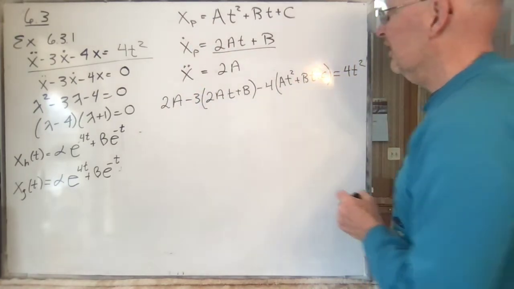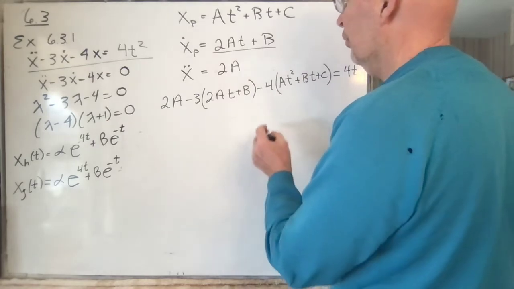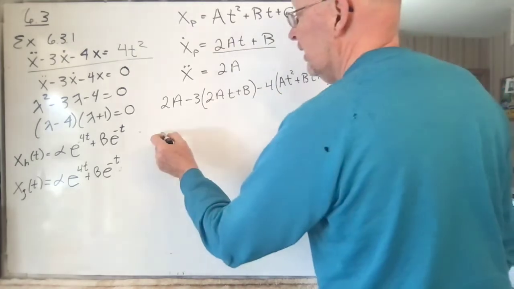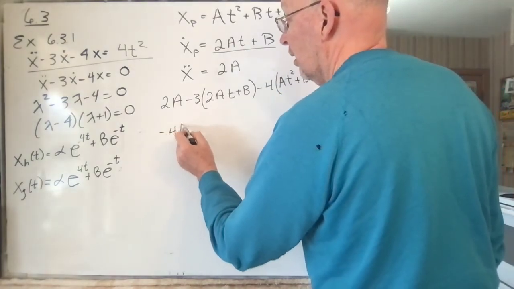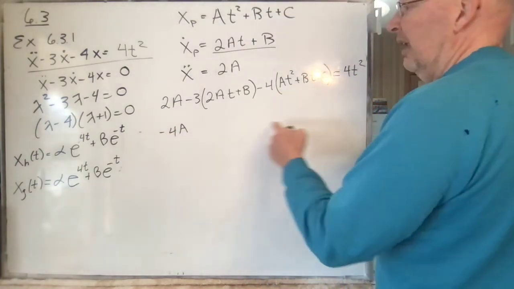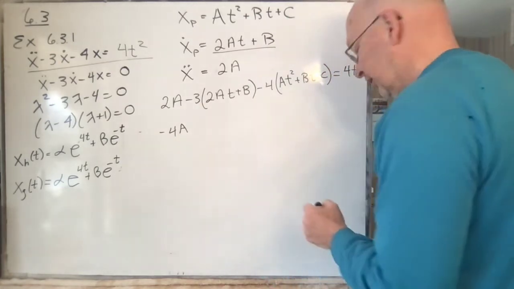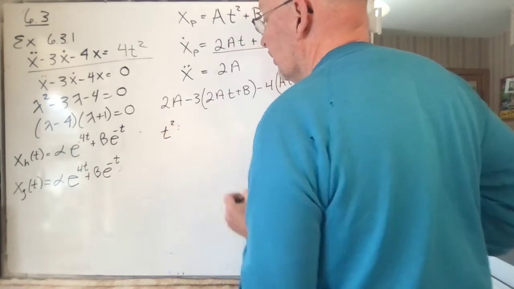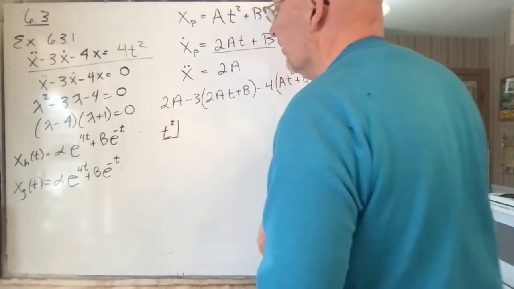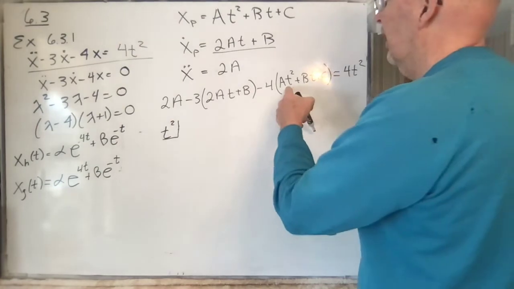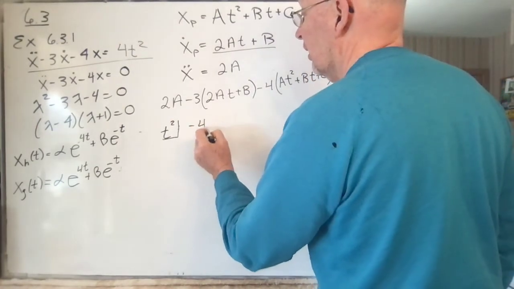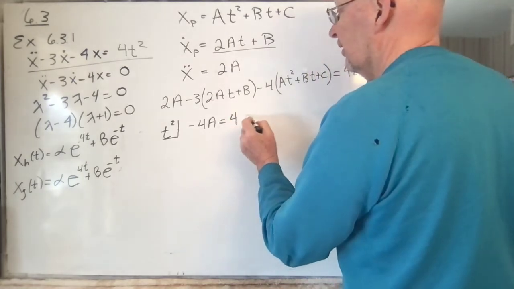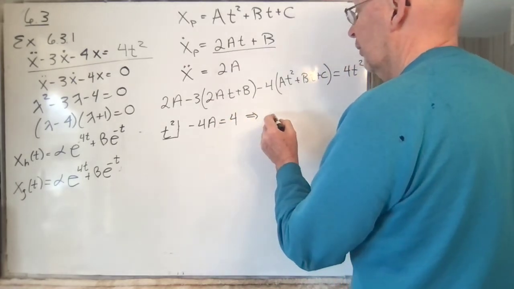So now you look at the t squareds and you say, what's true of the t squareds? The t squared, you have negative 4a. In fact, here's the way I like to do it. I like to just remind myself what it is I'm looking at. So I just put a t squared in a little box like that. I say, okay, I have negative 4a here, and that's got to be equal to 4. Well, that's easy enough. A is equal to negative 1.